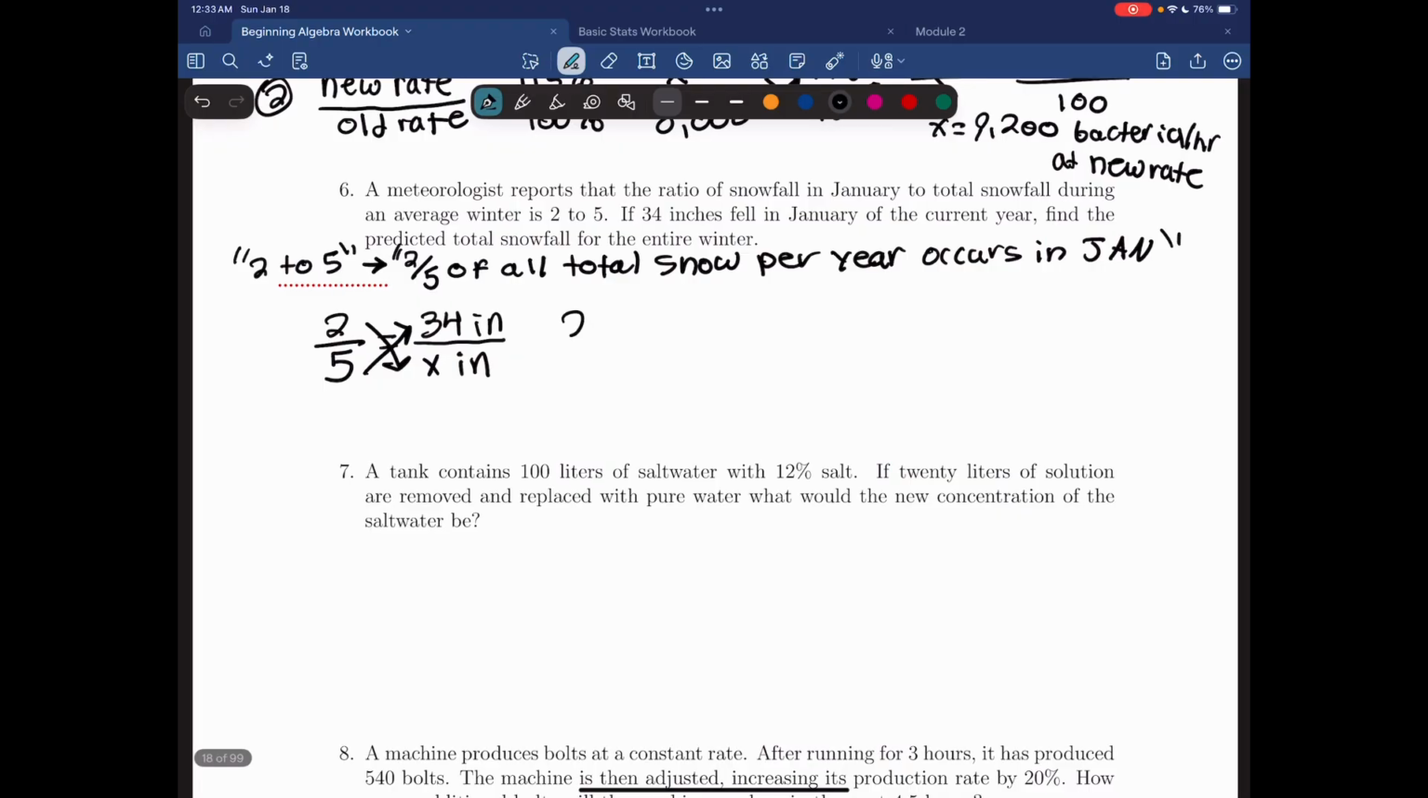So we're going to get 2x equals 5 times 34, which is 170. And then we're going to divide by 2 on both sides. And we get x equals 85. So that means for that year specifically, the predicted total amount of snow for the entire winter is 85 inches of snow. That's a lot of snow.